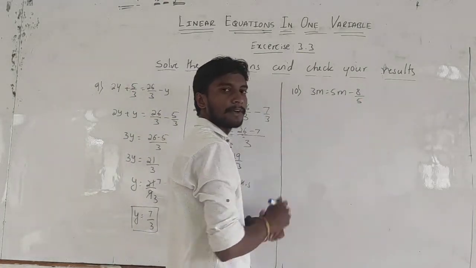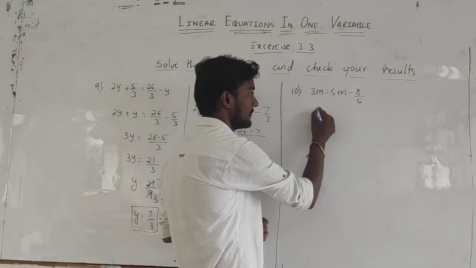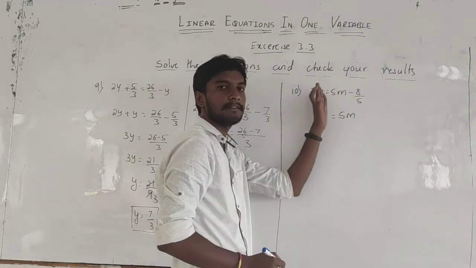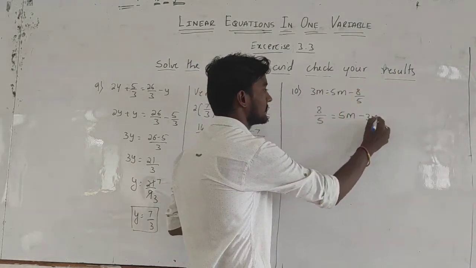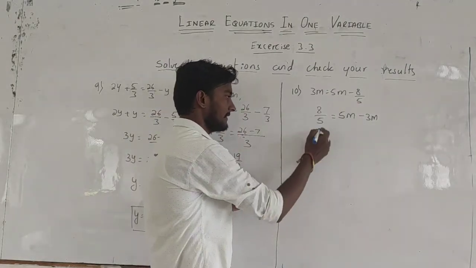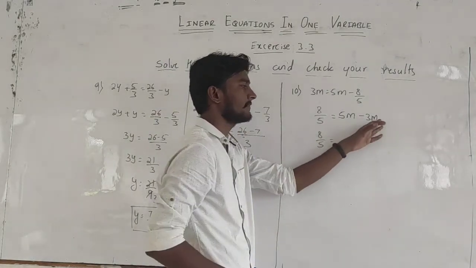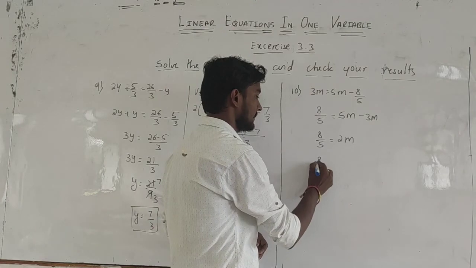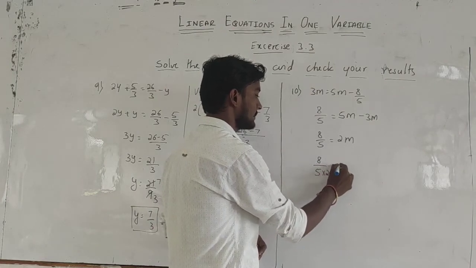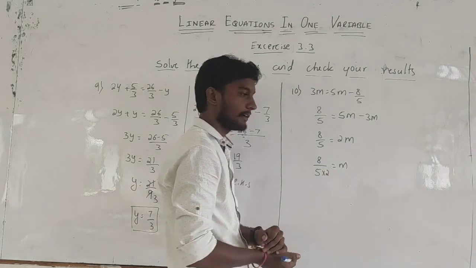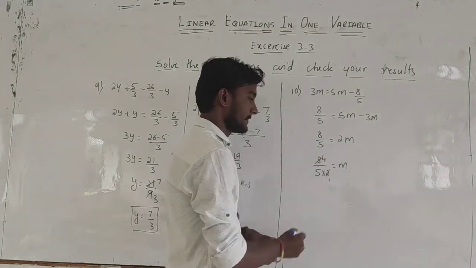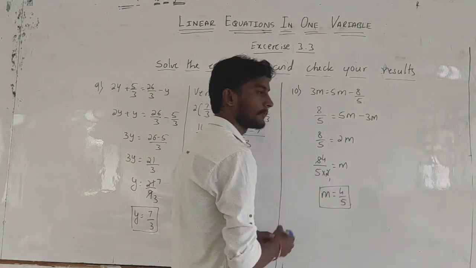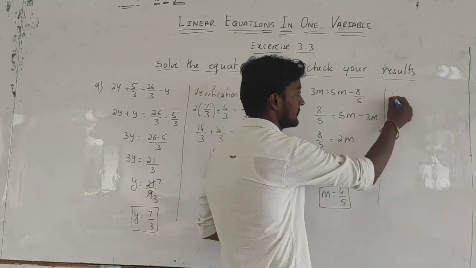And bring that minus 8 by 5 this side. Minus 8 by 5 if you bring this side, plus 8 divided by 5. 5m you have to keep it as it is, plus 3m if you take that side, minus 3m. 8 divided by 5 you have to keep it as it is. In 5m if you subtract 3m, you will get 2m. And bring that to this side. 8 divided by 5 into 2 is equal to m. Into 2 if you take this side, divide by 2. 2 ones are 2, 2 fours are 8. Therefore m is equal to 4 divided by 5.